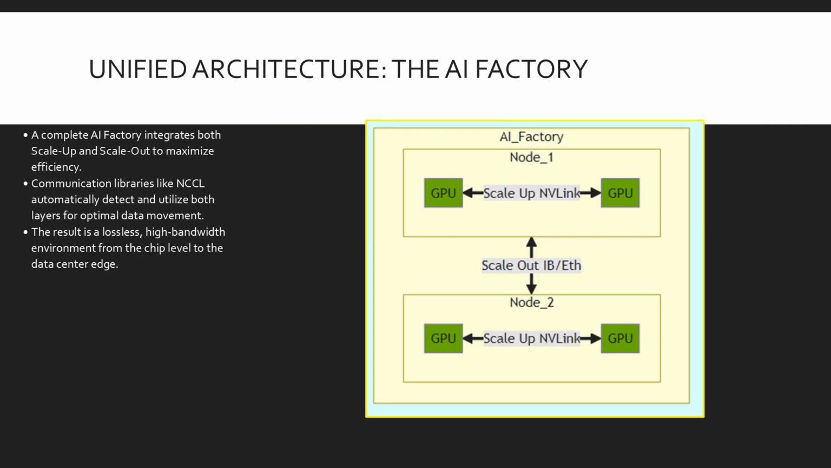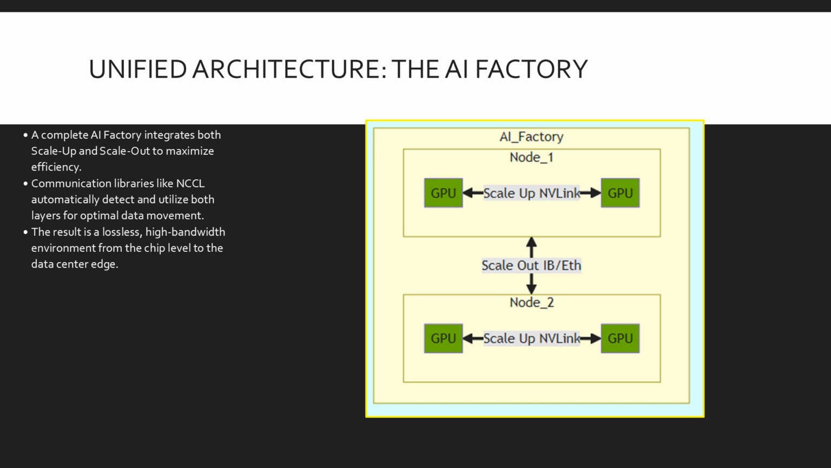Finally, we bring these concepts together into the AI factory. In this unified architecture, scale-up and scale-out work in concert. The NVIDIA Collective Communications Library, or NCCL, is the software glue that makes this happen. NCCL automatically detects the topology, using NVLink for fast local transfers and the InfiniBand or Ethernet fabric for internode communication. Hierarchical design ensures that whether data is moving millimeters between chips or meters between racks, it is doing so at the highest possible speed with the lowest latency, defining the performance of the modern data center.